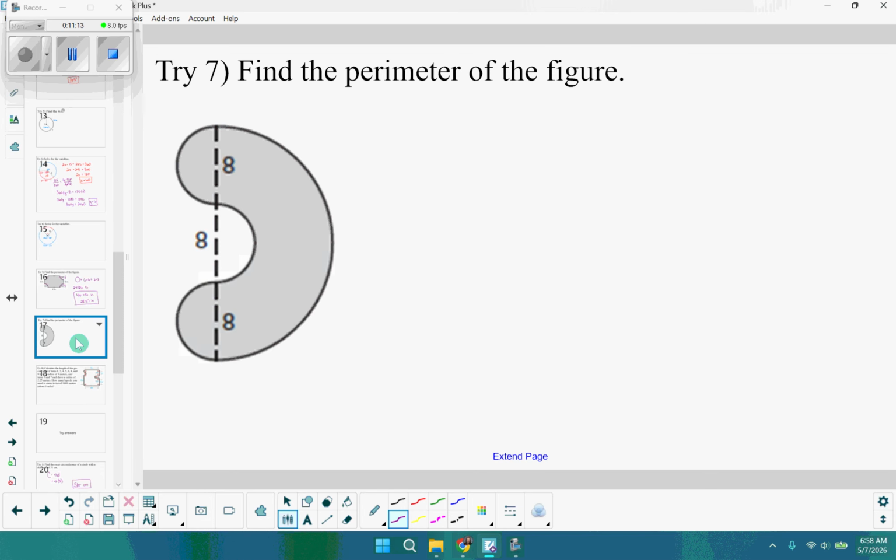All right, there's one here for you to try. And pause. Answer posted in the blank notes.